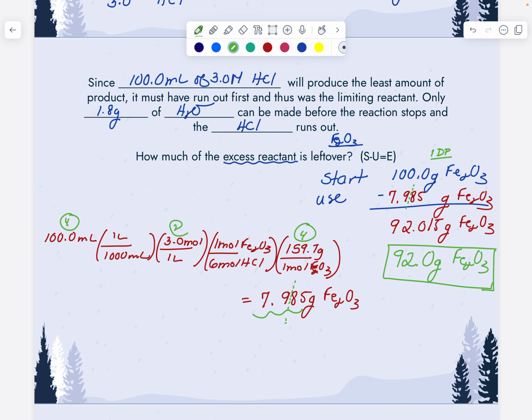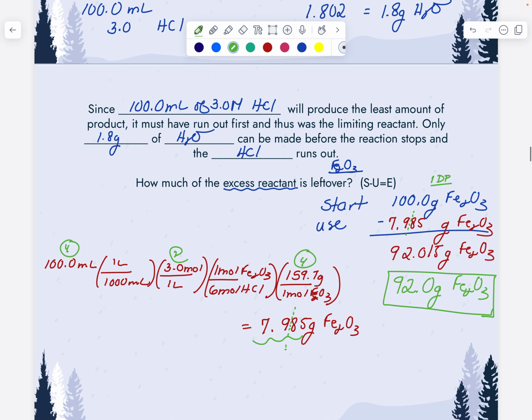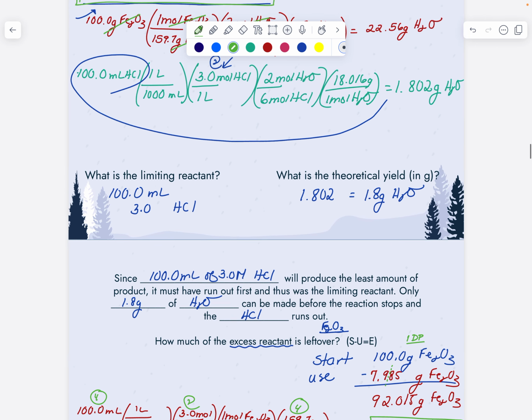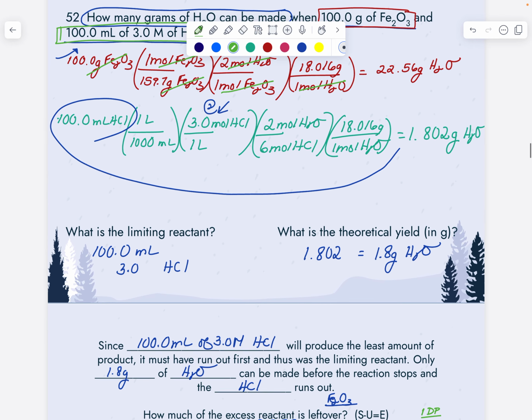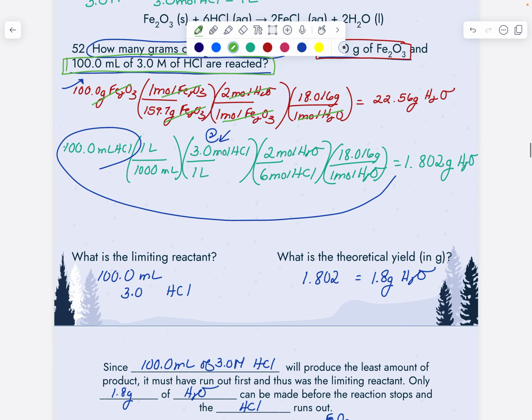When students have difficulty with these problems, one thing that I will always go back to is, are you labeling your numbers? Because in this problem, we were using iron 3 oxide, HCl, and water. And if you're not actually writing what substance those numbers are referring to, it can get very confusing. Okay, you're going to have some more of these to practice for your homework.